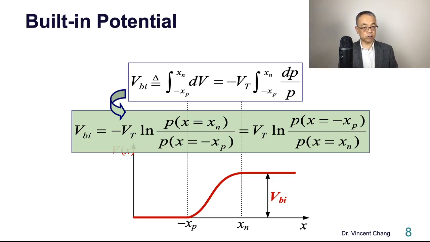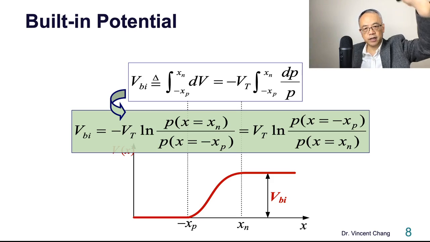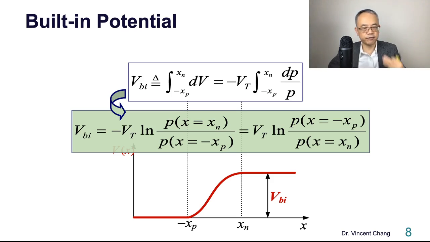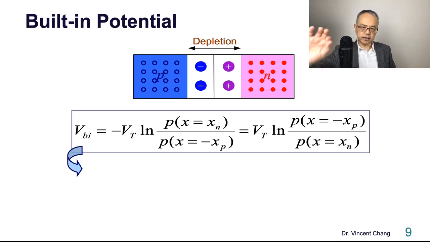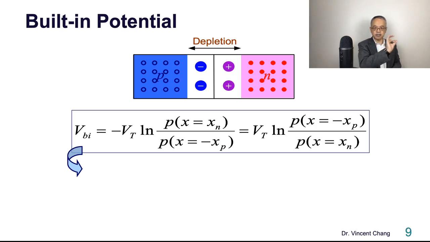So Vt times natural log, and subtraction means the ratio in the log scale. Follow me, okay? Negative Vt and then what? Natural log p, the upper boundary is p of xn divided by p of negative xp. And then if you flip it, you absorb the negative, the basic property of the log. Negative xp is the left bound. xn is the right bound.